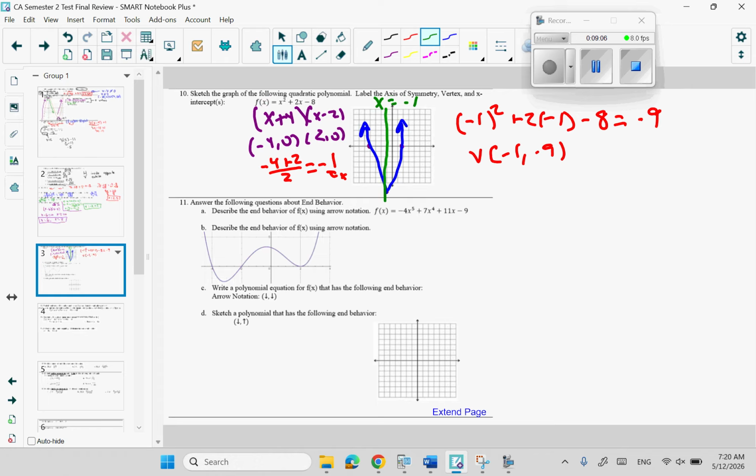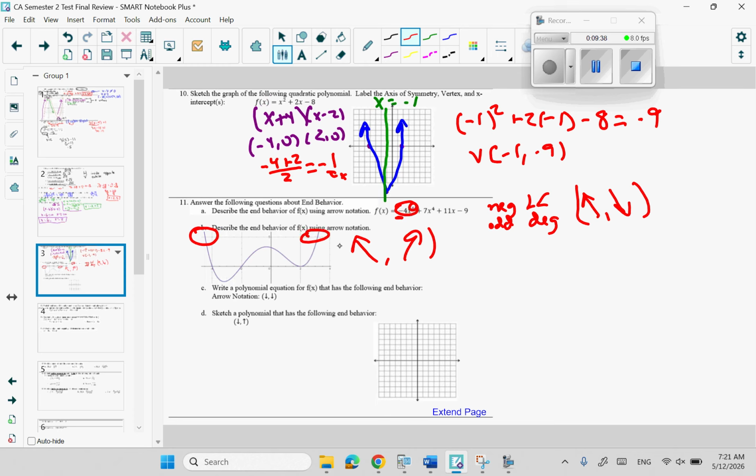Answer the following questions about end behavior. Okay. End behavior for polynomials is pretty much defined by two things. We look at our leading coefficient and our degree. In this case, you see I have a negative leading coefficient and an odd degree. So I know that my arrows would be up and then down. Okay. Just looking at the extremes here, both those arrows are pointing up.